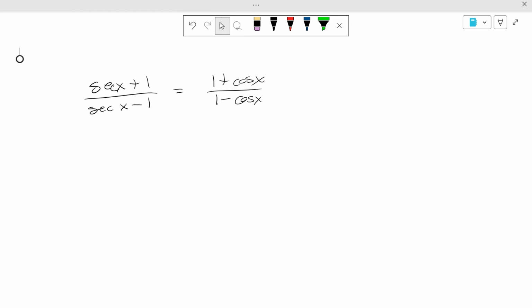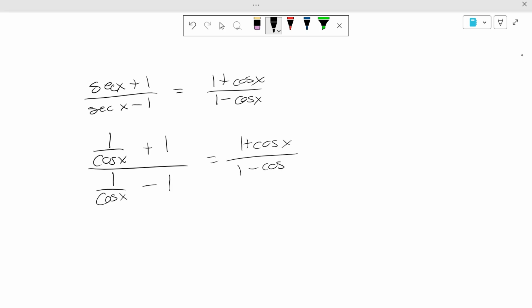What is our first step, Zoe? Absolutely. If you don't know what else to do, change secants, cosecants, tangents, and cotangents into what they are in terms of sines and cosines. Okay, now look at this. Got a minus sign, cosines. This is super simple if you see it. If you don't see it, you go, hmm. But if you see it, it's super simple.